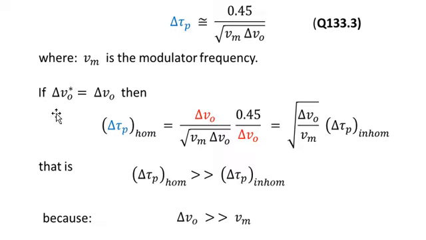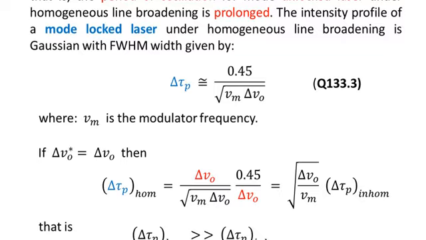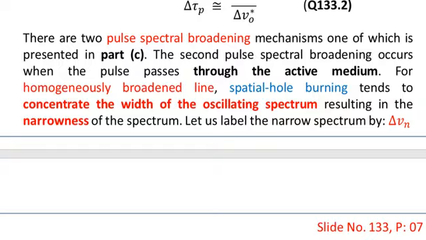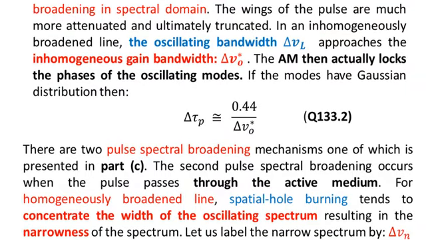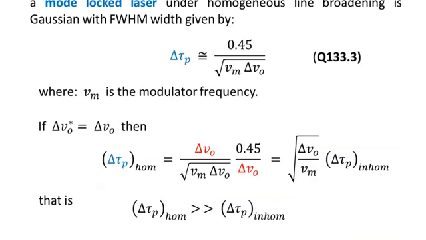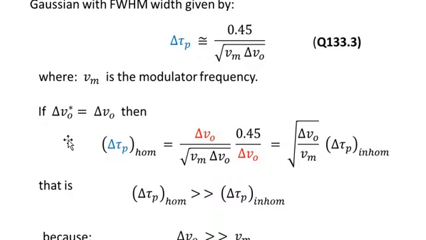And you know that this delta nu naught prime is actually the gain bandwidth in the case of an inhomogeneously broadened laser. Inhomogeneous gain bandwidth was represented by delta nu naught prime. And here we are assuming that this bandwidth is approximately equal to the bandwidth for the homogeneous case. That is, delta nu naught star is equal to delta nu naught. Then we can rewrite equation number 3 in the following form.